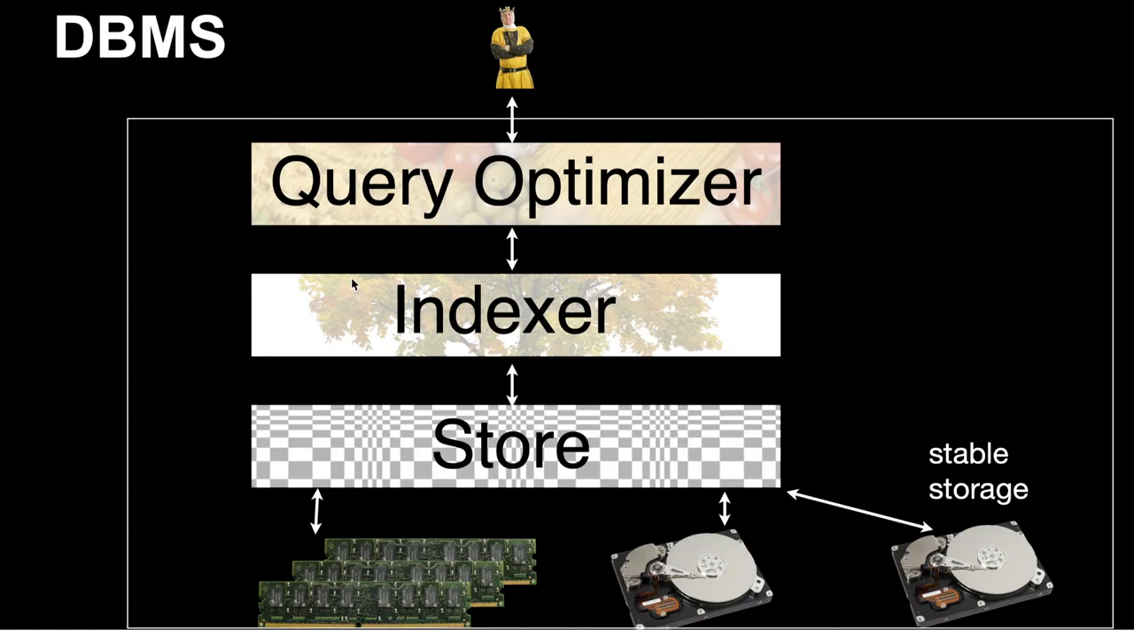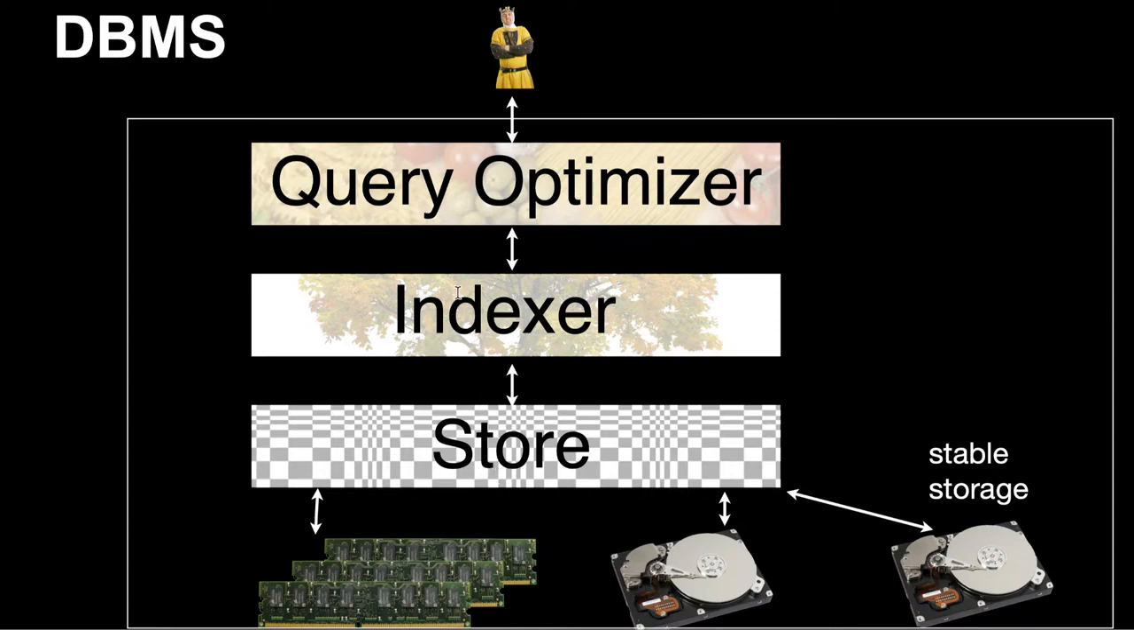So this is one way of seeing a database architecture. Basically, you have a user, and this box here is a database management system, which has different components. And of course, underneath there is hardware. It could also be drawn outside the box, but let's assume it's inside the box. So you have hardware, you have a store operating on the hardware, you have an indexer taking care of the indexing mechanism on top of that, and then you have a query optimizer.